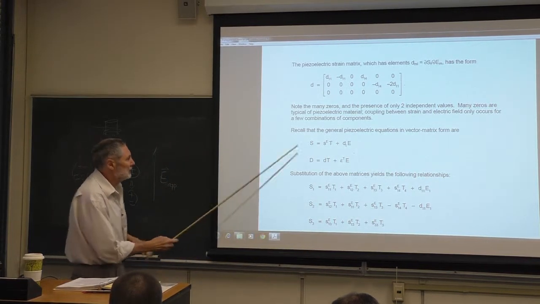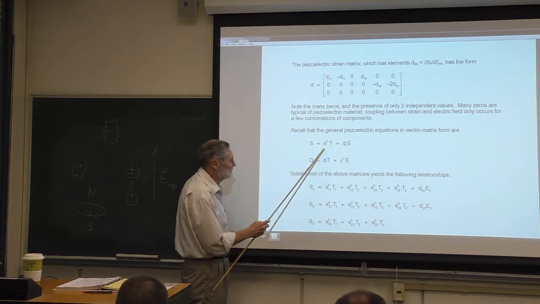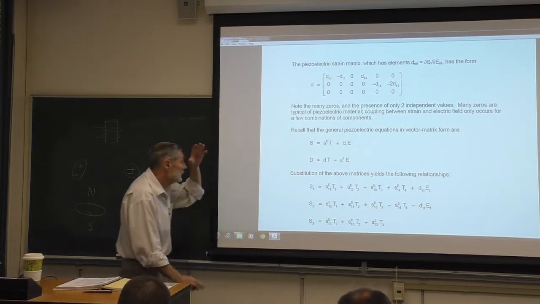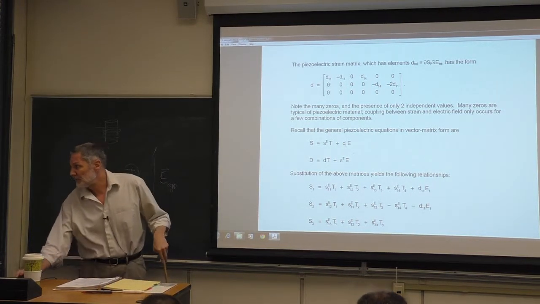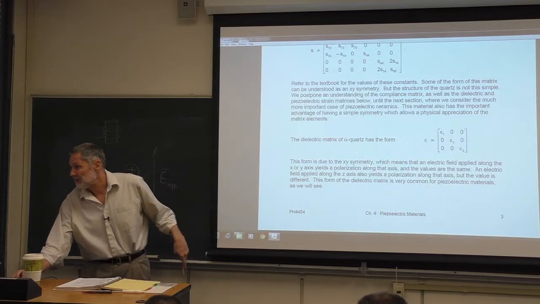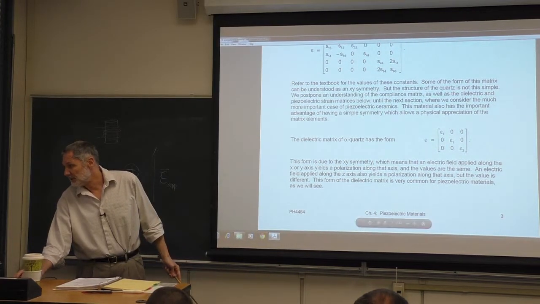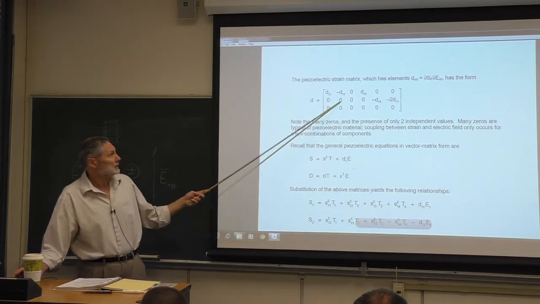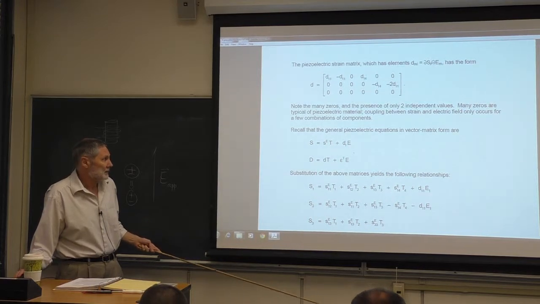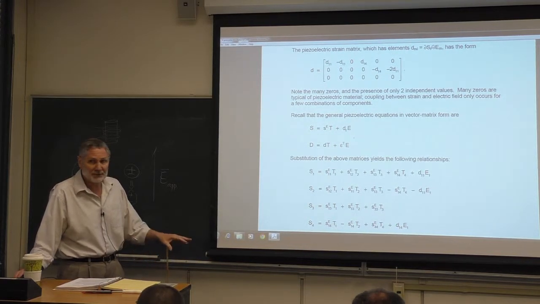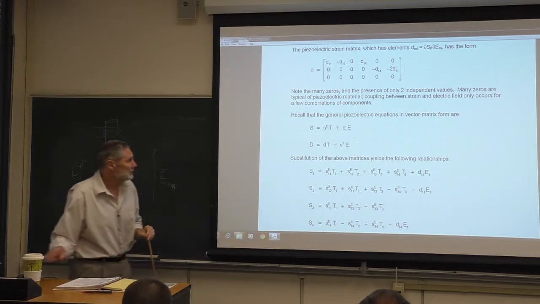So this is shorthand. These are all vectors. The capital letters here represent vectors. The lowercase are matrices. You can take the particular forms for alpha quartz that we've seen here, and then the piezoelectric strain matrix, plug them into here, and generate all the specific equations. This is shorthand for all these equations.